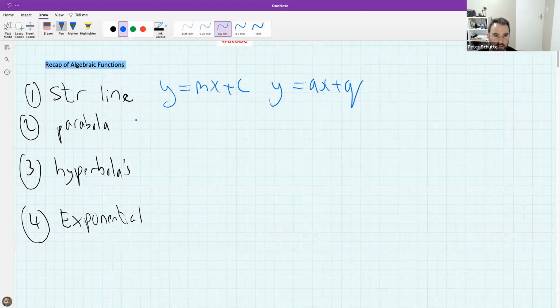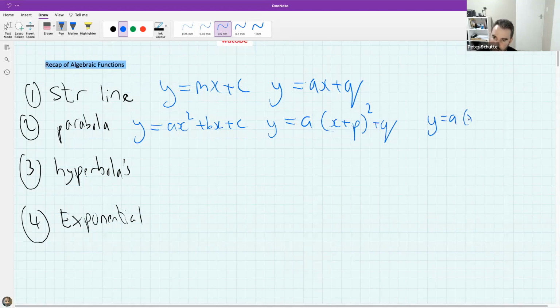For parabolas, we have the standard form and we have the turning point form, which looks like that. And then sometimes we even have what's called the root form, where we have x minus x1. Give me a thumbs up if those look familiar to you. Give me a thumbs down if they don't look familiar.